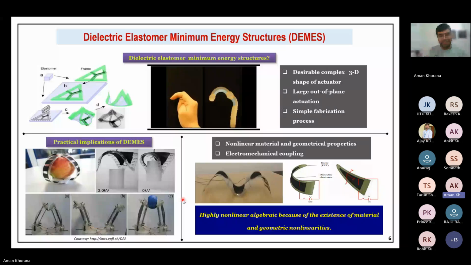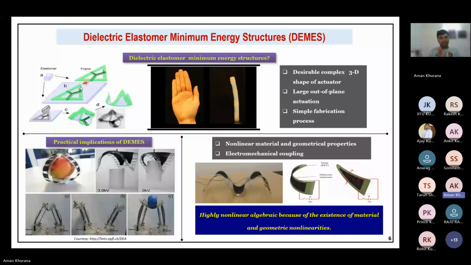Now, again, the challenge is that earlier this dielectric membrane has a strong material non-linearity. Now we have incorporated a frame also attached with it. So this DEMES has a material non-linearity as well as geometrical non-linearity. Geometrical non-linearity arises because of the coupling of the frame with the membrane.